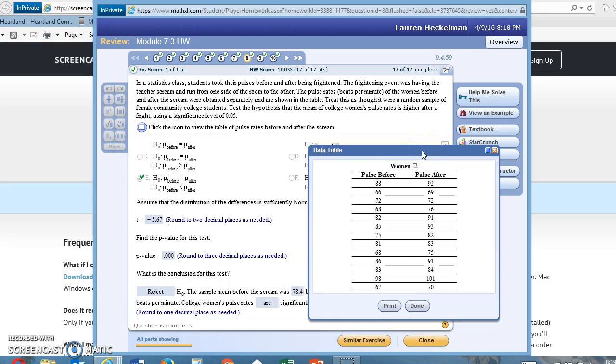In a statistics class, students took their pulses before and after being frightened. The frightening event was having the teacher scream and run from one side of the room to the other. The pulse rates, beats per minute, of the women before and after the scream were obtained separately and are shown in the table. Treat this as if it were a random sample of female community college students. Test the hypothesis that the mean of college women's pulse rates is higher after a fright using a significance level of 0.05.